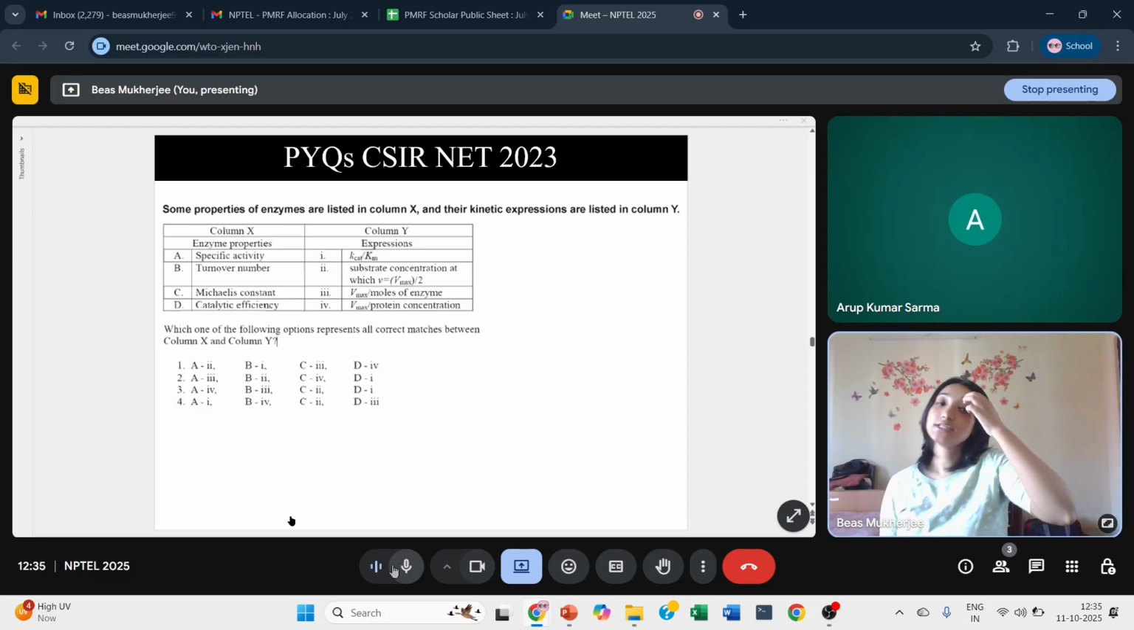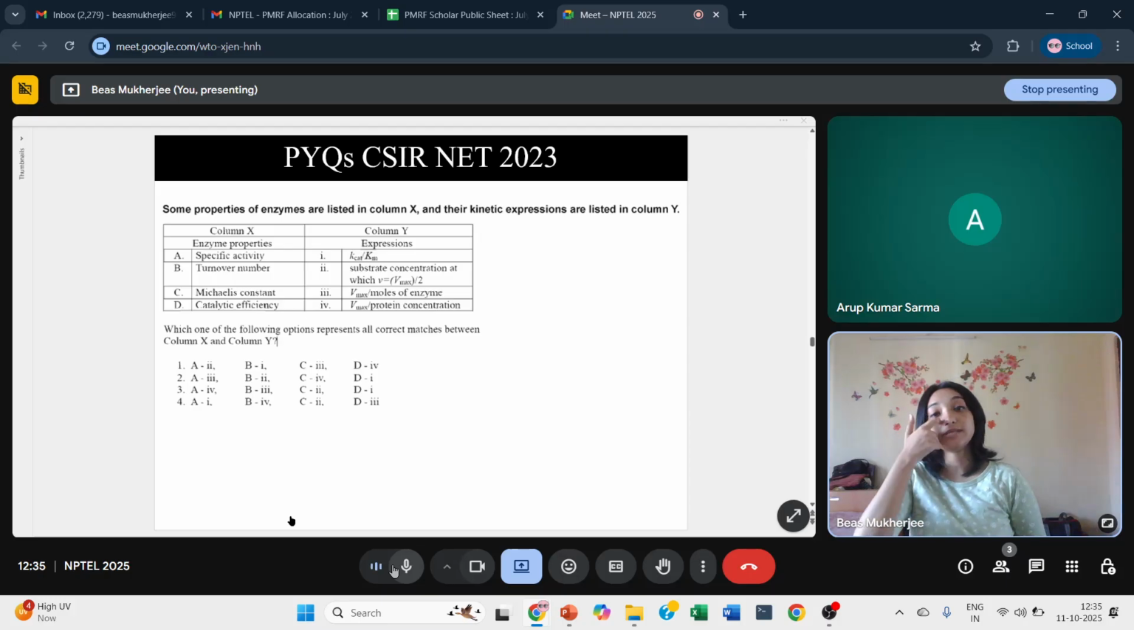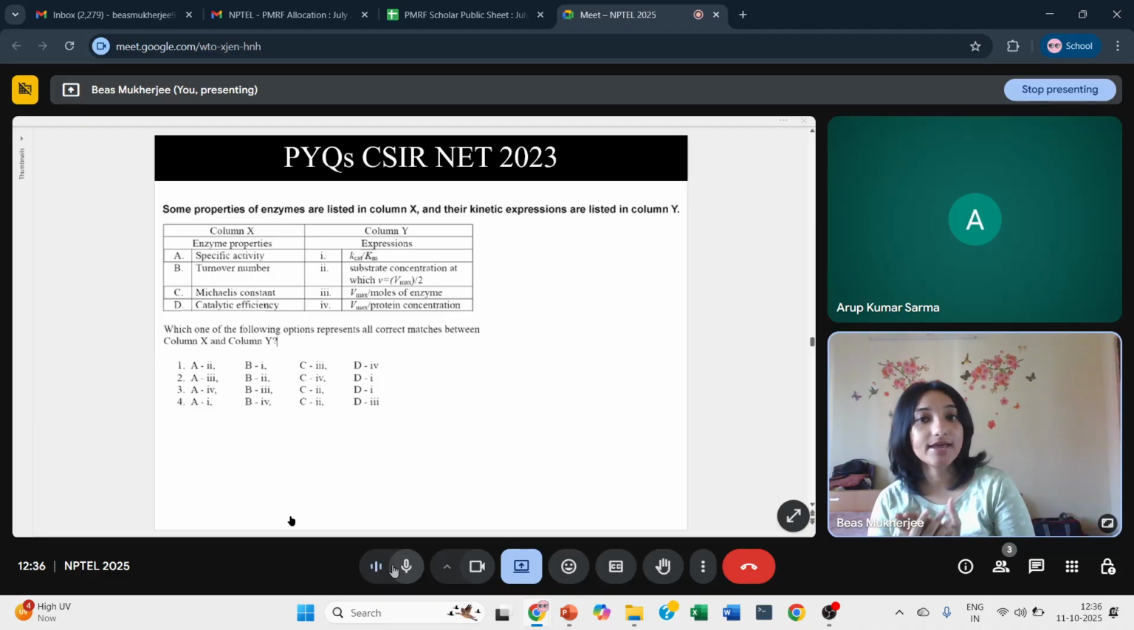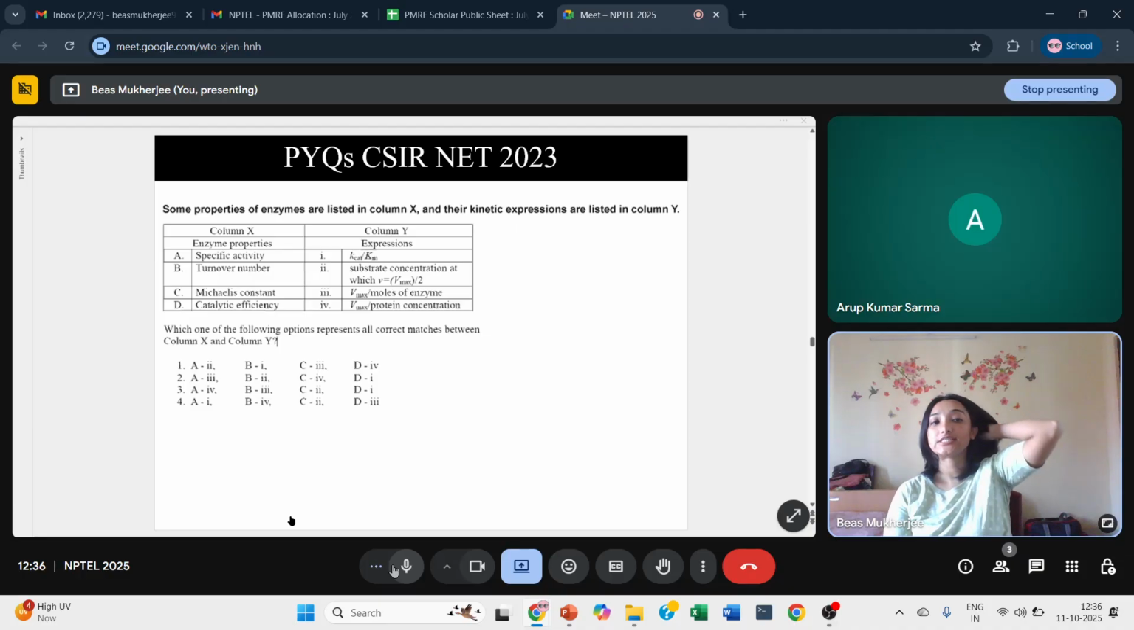Now, the question they're asking is: some properties of enzymes are listed in column X and their kinetic expressions are listed in column Y. The enzyme properties given are, for example, specific activity, turnover number, Michaelis constant, and catalytic efficiency. The expressions given are kcat by Km, the substrate concentration at which the velocity of the enzyme is equal to half of Vmax, Vmax by moles of enzyme, and Vmax by protein concentration. So from here you will have to say which expression corresponds to which enzyme property.